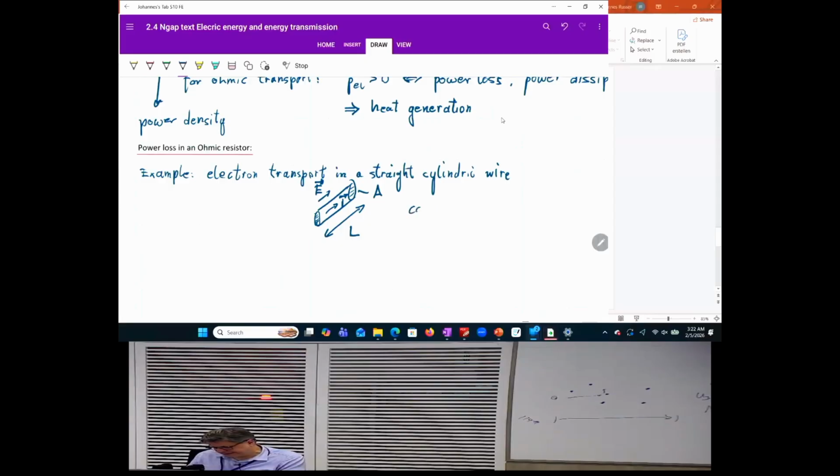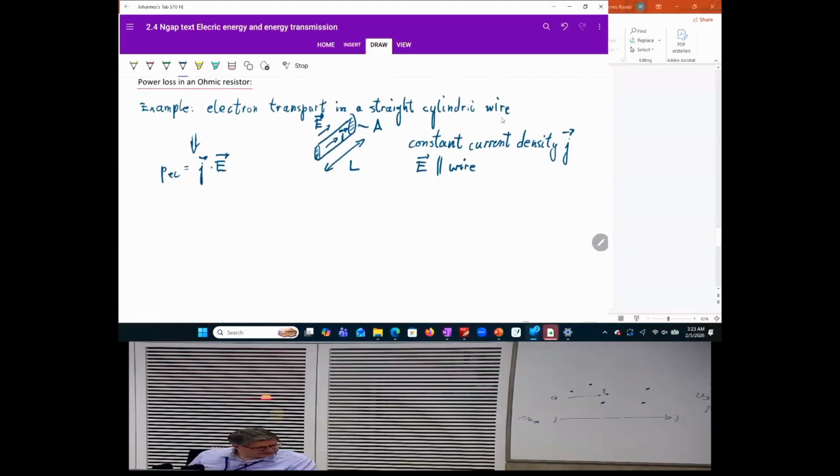So what we can assume here is that we have a constant current density over the wire cross section and also over the length of the wire, and so our electric field is parallel, aligned with the wire. So then we want to obtain the electric power density, which is the current density times the electric field, and that is the power loss.